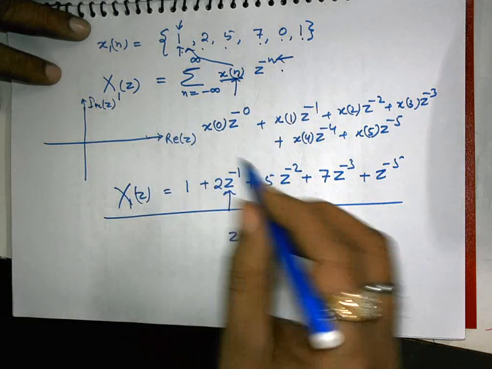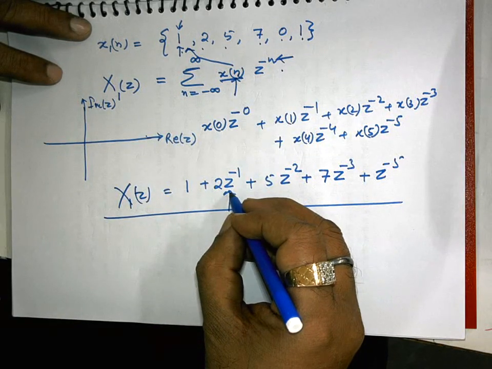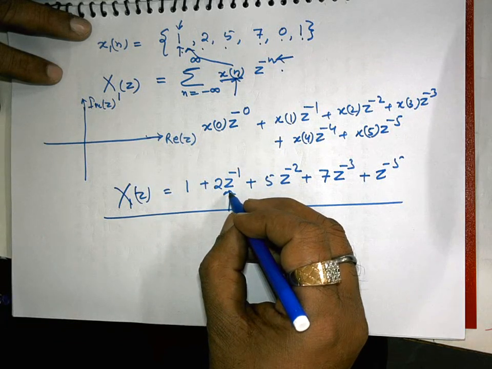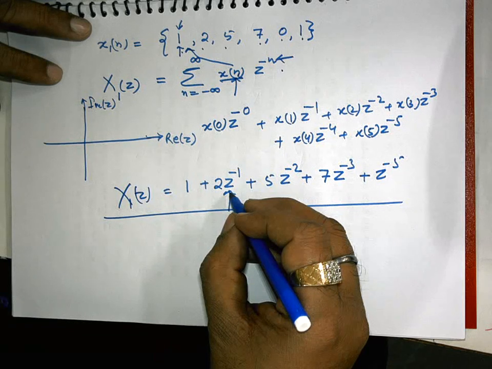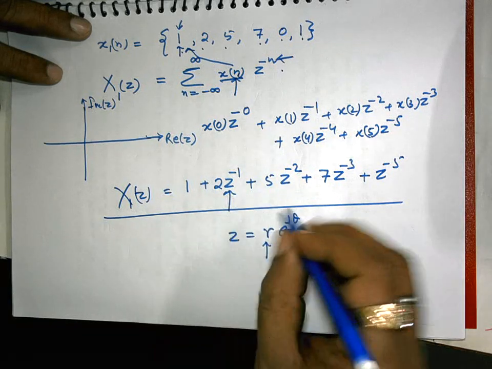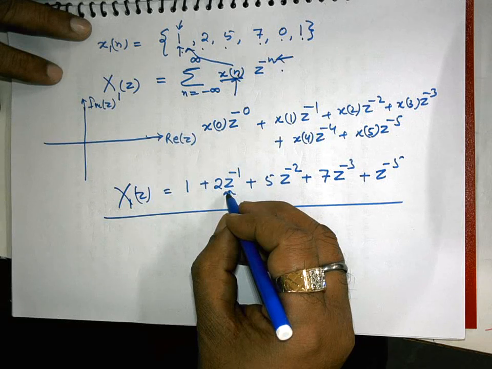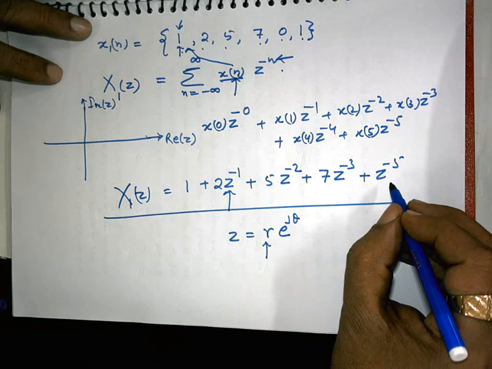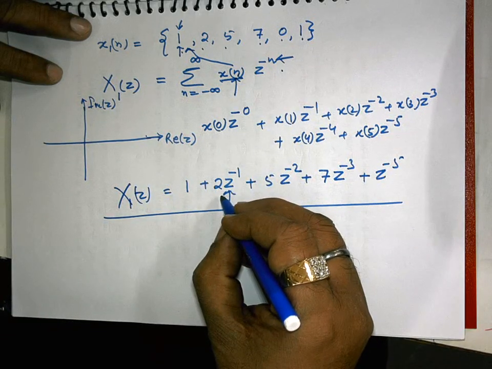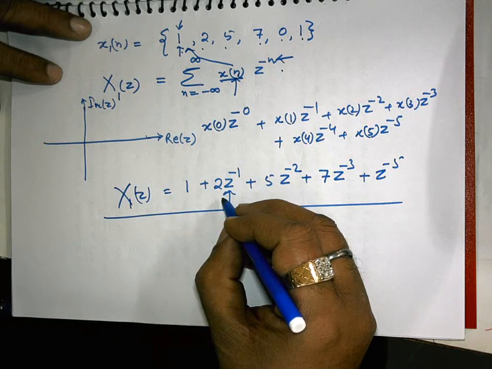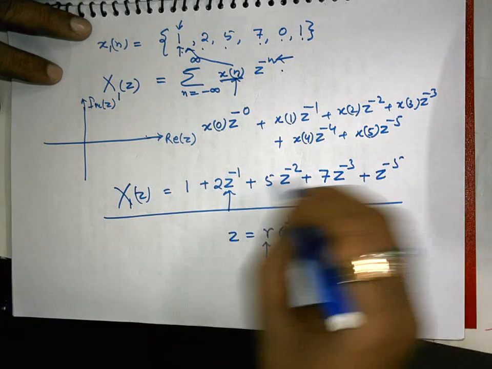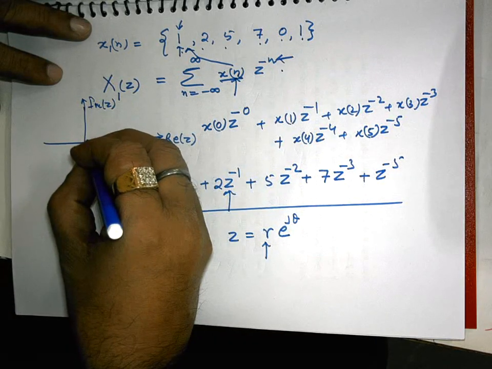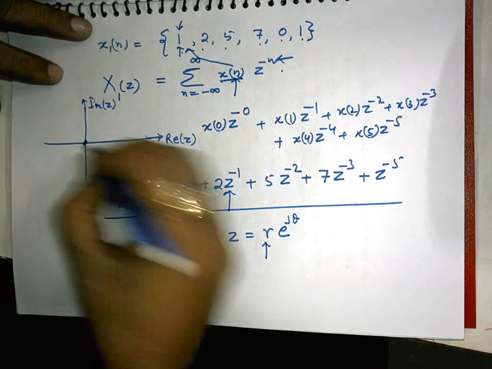This means the region of convergence is the entire z plane, except z is equal to 0. If we put z is equal to 0, the whole sum will become infinity. Because this is 1 by z or 2 by z, and if we put z is equal to 0, the whole sum becomes infinity. Then the z transform does not exist.